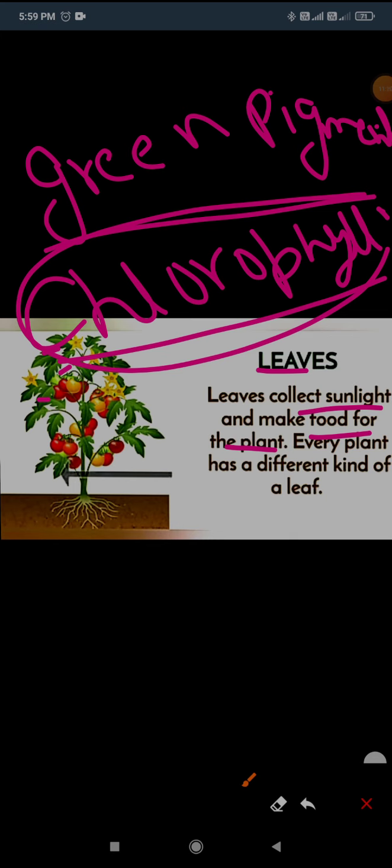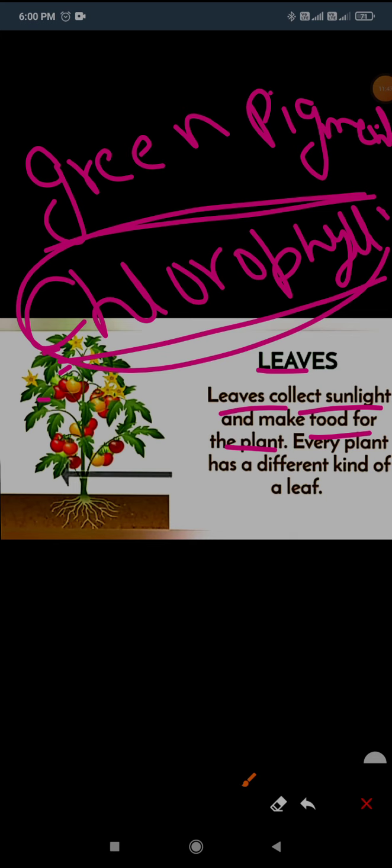And every plant has a different kind of leaf. In the textbook, on page number 15, you can see mango leaf, peepal leaf, lotus, papaya, banana, rose, all of different shape and size. By the structure of the leaf you can recognize which plant or tree the leaf belongs to.